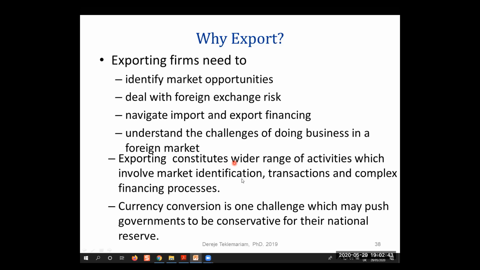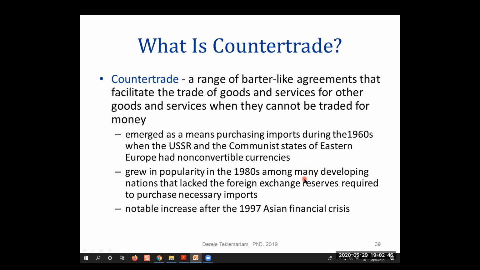So there is a concept called counter trade. Counter trade is one issue that we can discuss in this chapter. Counter trade is a barter-like agreement which facilitates the trade of goods and services for other goods and services where they cannot be traded for money. There are a lot of cases where we cannot exchange for money. But as developing countries, it is our habit to accept the price given to us, because we are not price makers, rather we are price recipients. We accept what we are given.